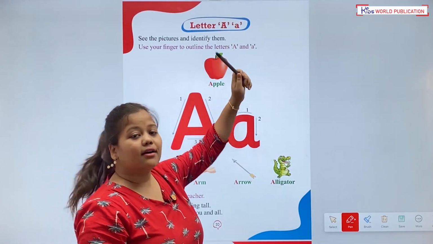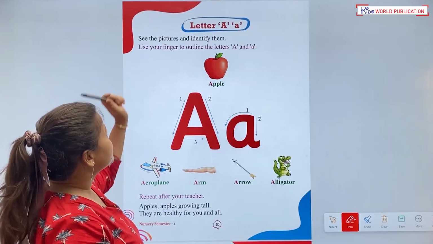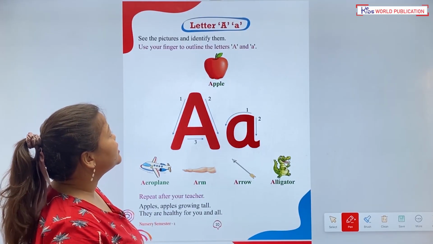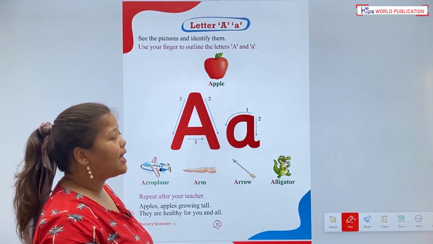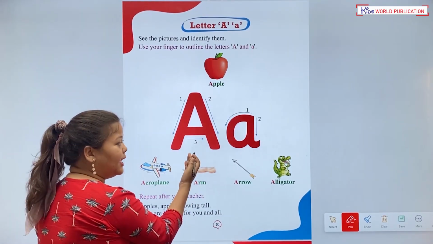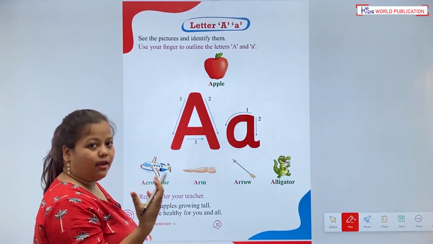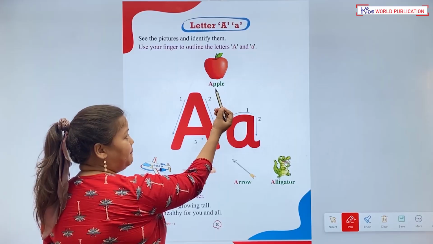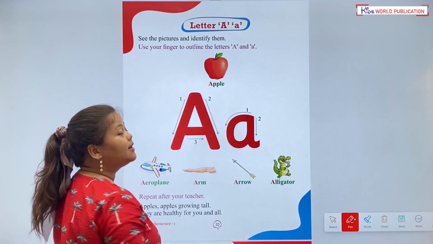Letter A, R. See the pictures and identify them. Use your finger to outline the letter A and R. So kids, this is letter A, R. A for apple. A, P, P, L, E. Apple.